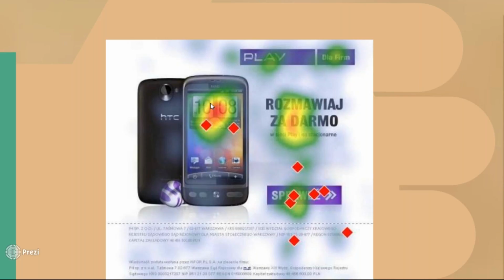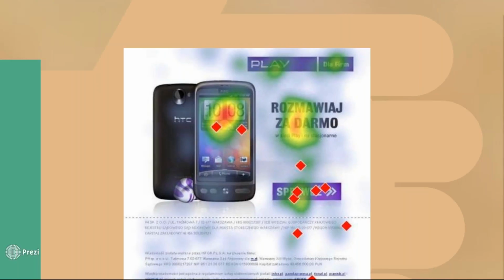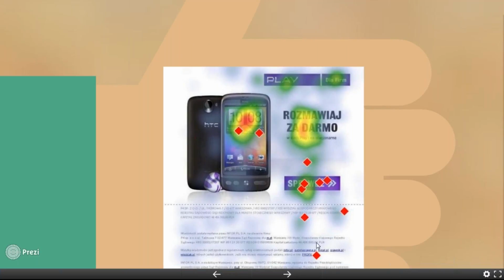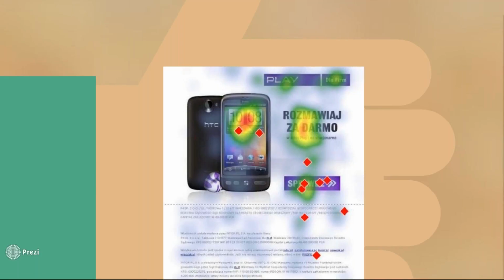The phone itself is the main focal point here. The benefit, which means speak for free, of course it's not for free, but it's a marketing trick, right? And people were looking at the button to check the offer, and even some of them were looking at the conditions and information about the company. So let's say that this is a very good ad because it's very simple. It's a clear message here. There's a clear call to action button, and people were noticing all the elements that marketers wanted them to see and click, notice, right?